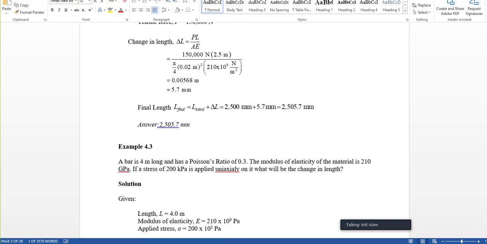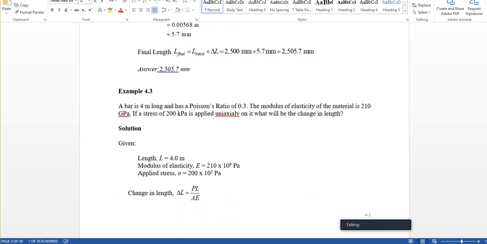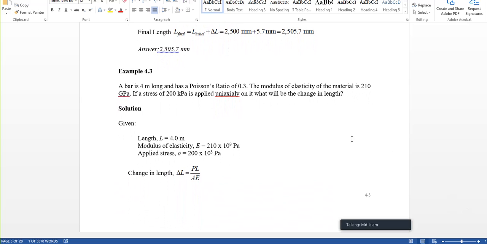Last example for today. Same problem, no, similar problem, not the same, slightly different. A bar 10 meter long, Poisson ratio 0.3. When a Poisson ratio is given, it means there is something lateral. Poisson ratio is lateral strain divided by axial strain. So there is something new coming.